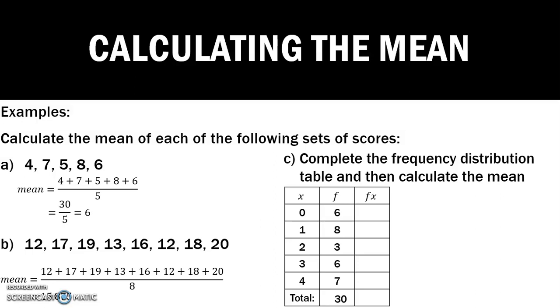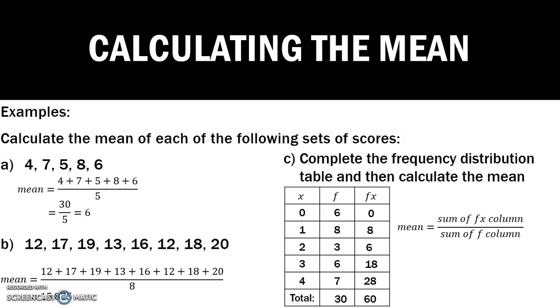We then want to find out what our FX columns are. To do this, we multiply our X and our F column together. So 0 times 6 is 0. 1 times 8 is 8. 2 times 3 is 6. 3 times 6 is 18, 4 times 7 is 28. We then want to find the sum or the total of the FX column, so we go 0 plus 8 plus 6 plus 18 plus 28 to get a total of 60.